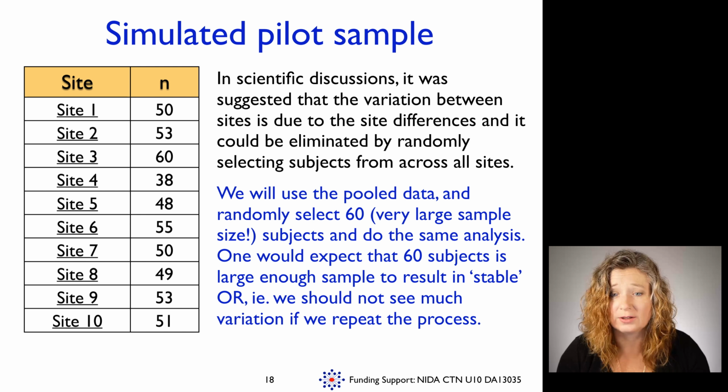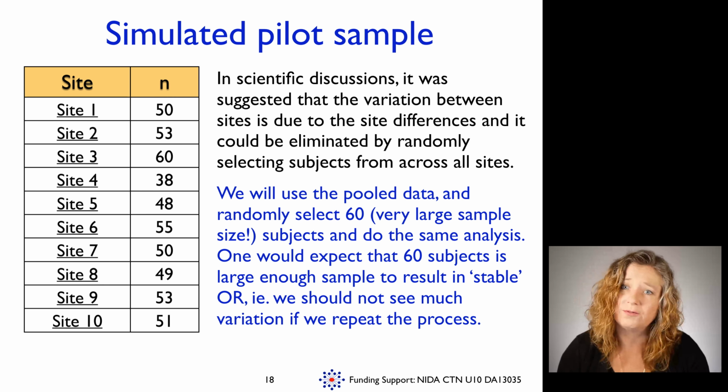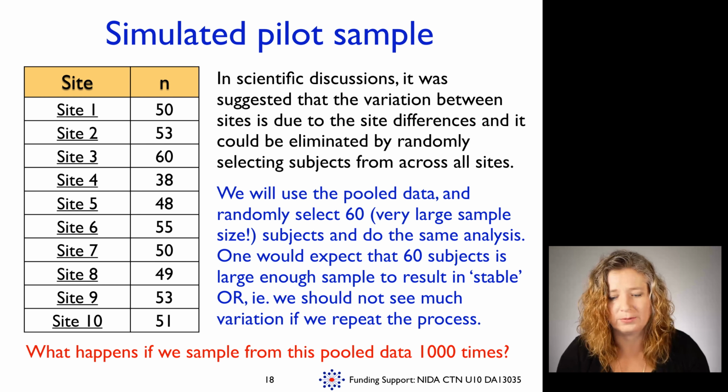So what we did next is we randomly selected 60 subjects from all 507 subjects. 60 is still a very large number for a pilot study, so we should be okay. And we ran the same analysis. We would expect that 60 subjects is a large enough sample to result in a stable odds ratio. So if we repeat the process again, our new odds ratio should not be that different from the old odds ratio. So we should not see much variation in repeating the process. So let's see what happened.